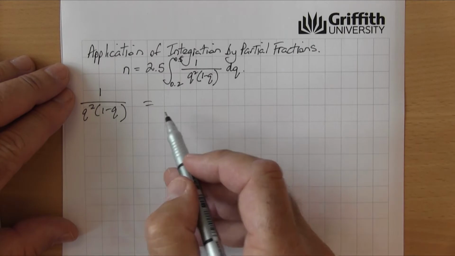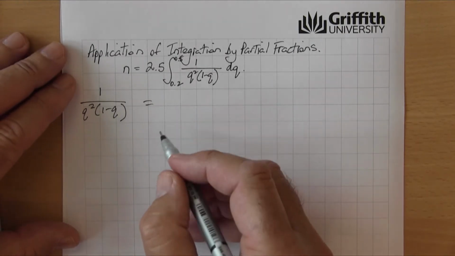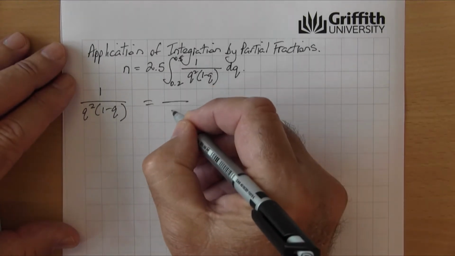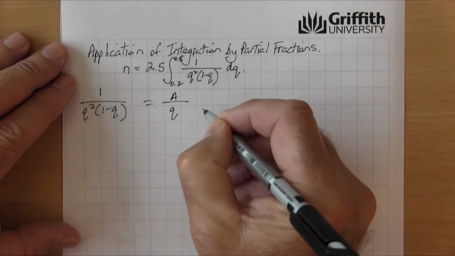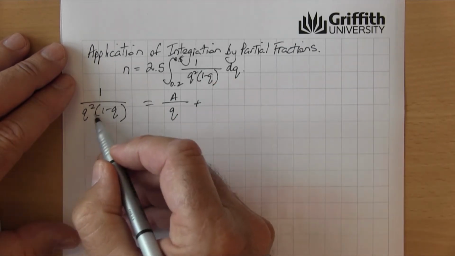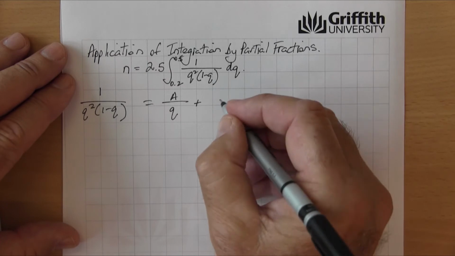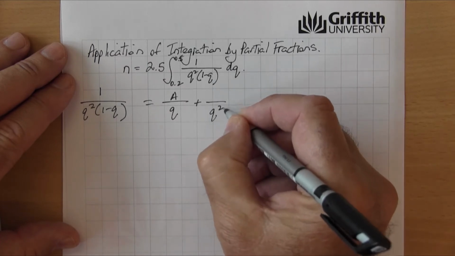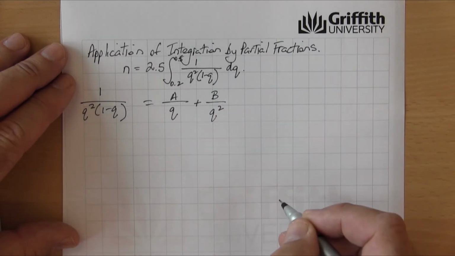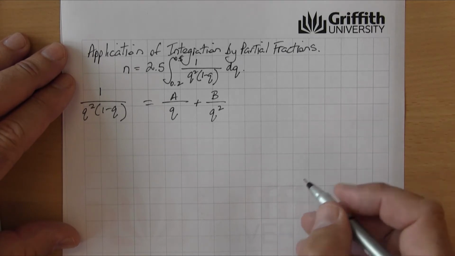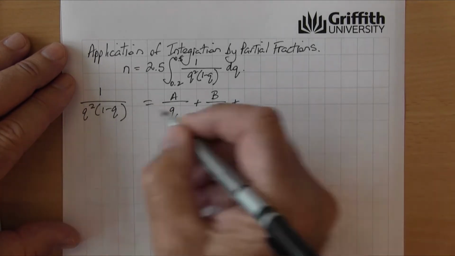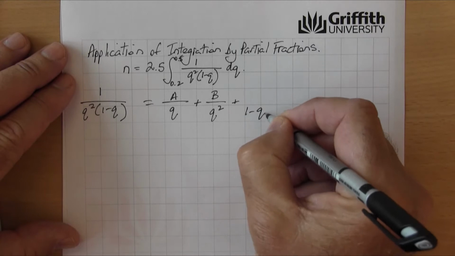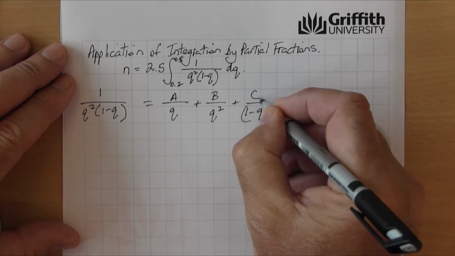Now the rule for splitting it up into its partial fractions, it'll be something over q, and that's something we'll call a. Now we've got a repeated factor, we've got q squared, so it'll be another something which we'll call b over q squared. And then we've got another factor of 1 minus q, and we'll call that c.